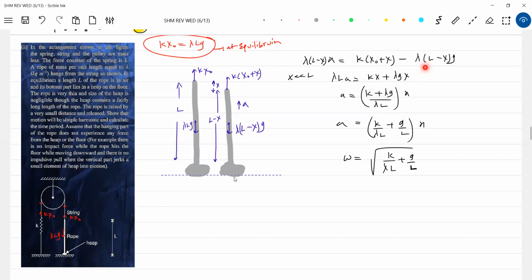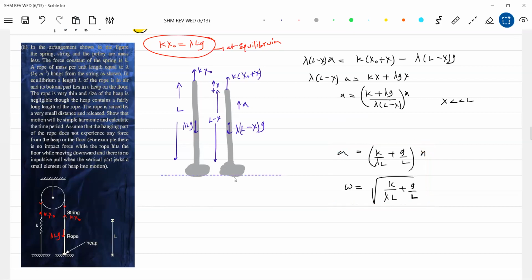You do one thing, just carry on. You'll get here L minus x very small. Then the equation will become like this. So I'll do one thing. This will be more justified. Okay. Now, x will be very much less than L. The next equation, because this cannot be SHM. When will it be SHM?